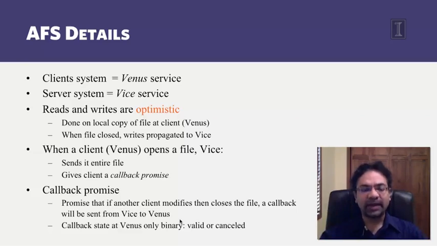Typically, the callback state that is maintained at Venus is only binary. It says that the state is either valid, or if the callback is done as a result of another client's updates, then that state is set to cancelled, which means that this Venus will then need to go and fetch the file again from the Vice daemon.